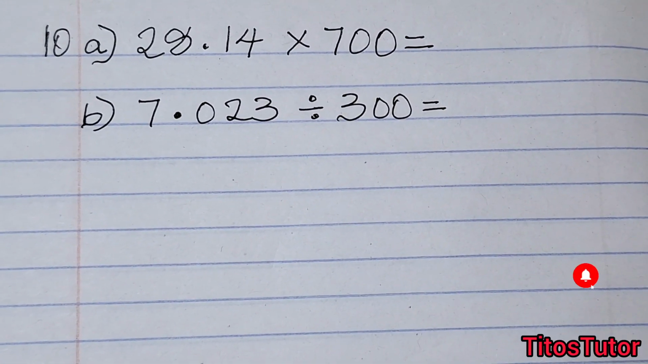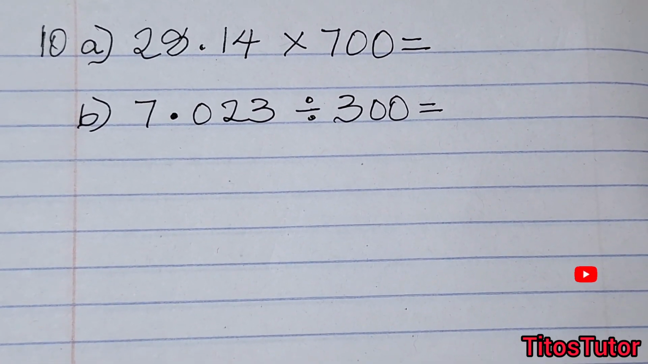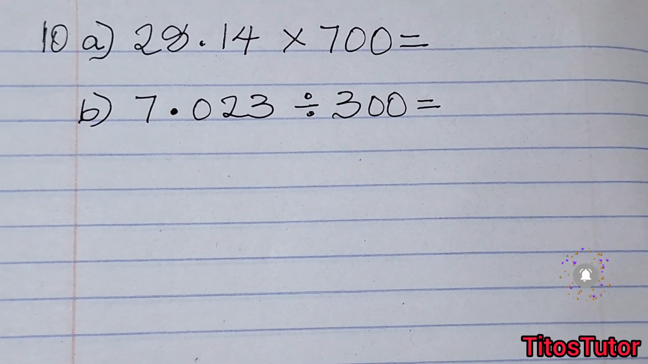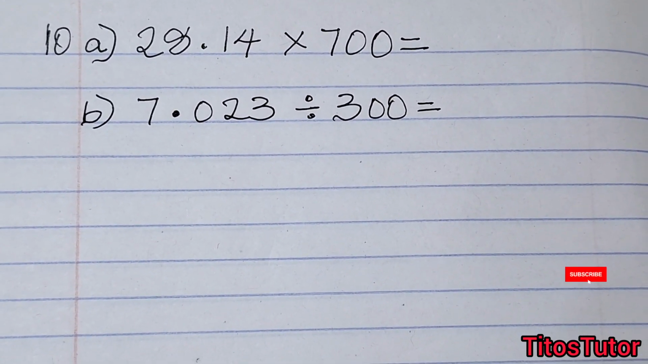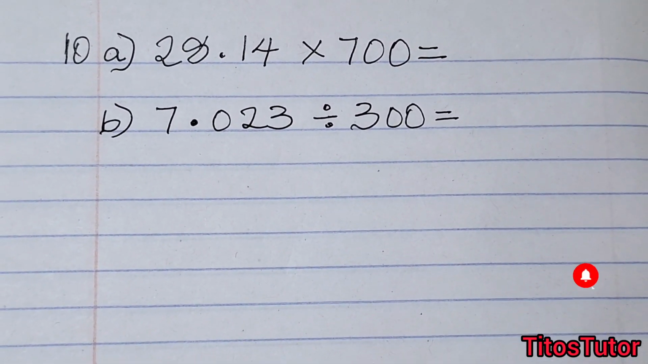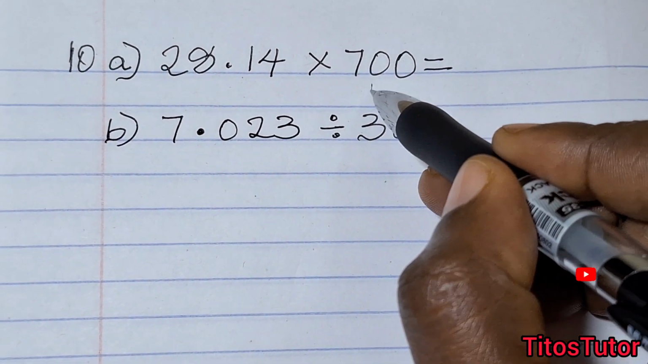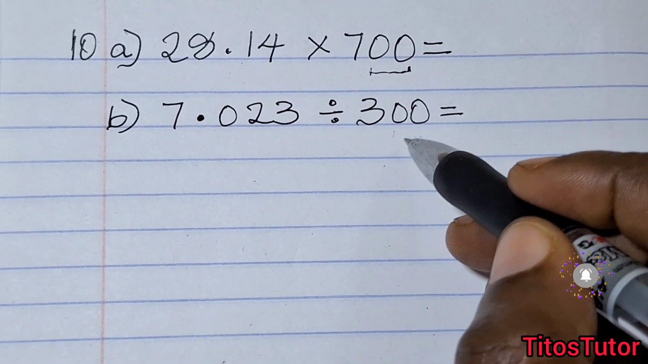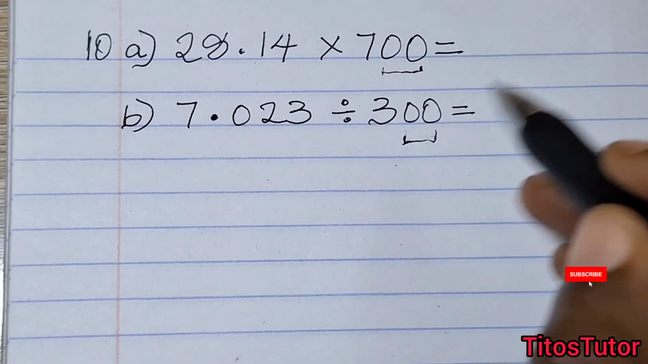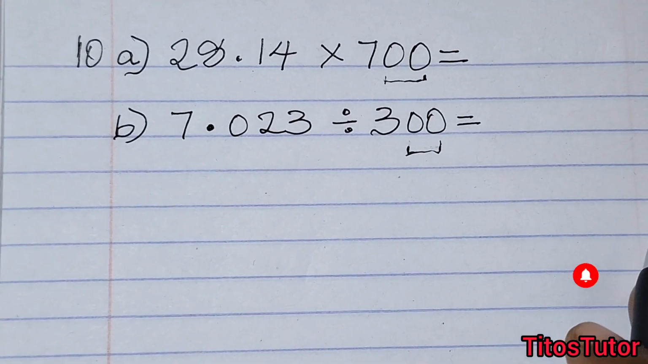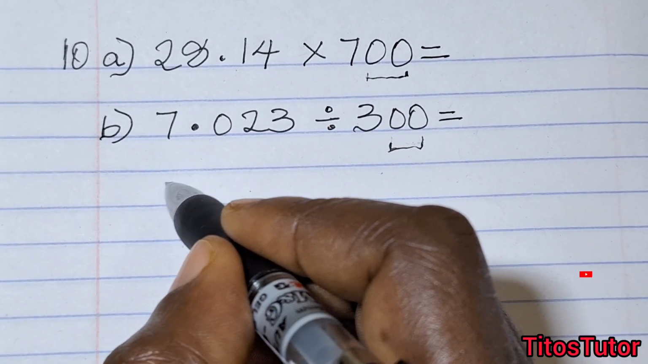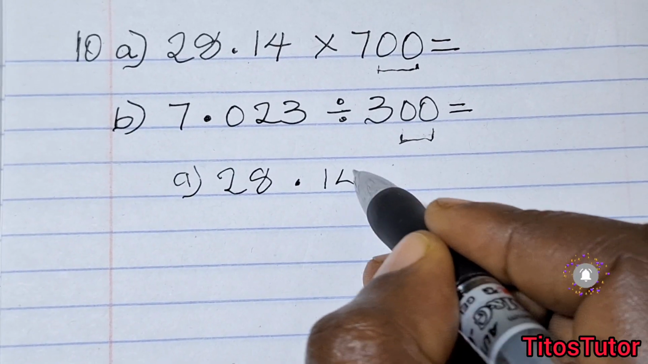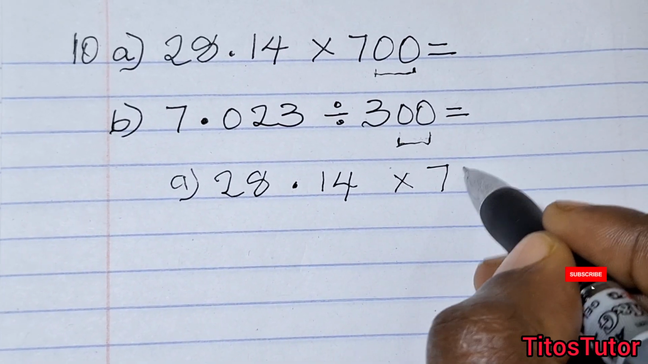Okay, here is our final question for today's pop quiz. And it comes in 10A and 10B. One is multiplication, one is division. All right. Division of decimal by whole numbers. Notice this ended with 2 zeros. Notice this ended with 2 zeros as well. So let's start with the first one, which is A. 28.14 times 700.